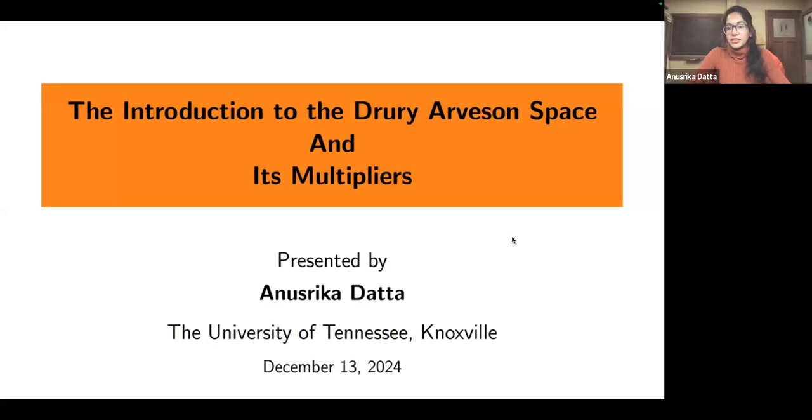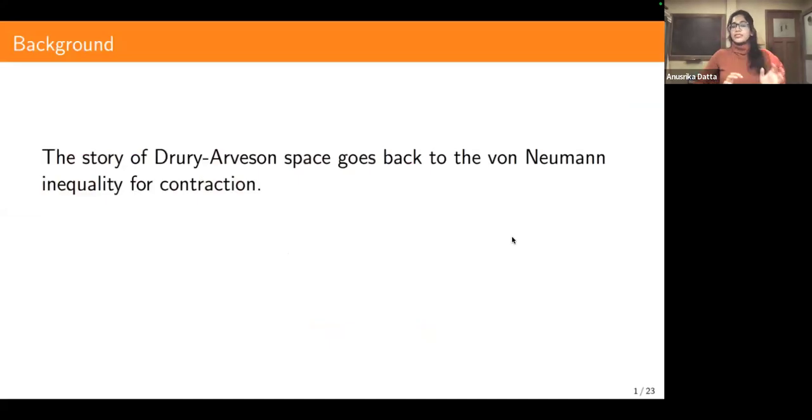And then I'm going to give a formal definition, and then I'm going to say what multipliers are and why we actually talk about multipliers. So the first thing, the story of the Drury-Arveson space actually goes back to the von Neumann inequality for contractions.